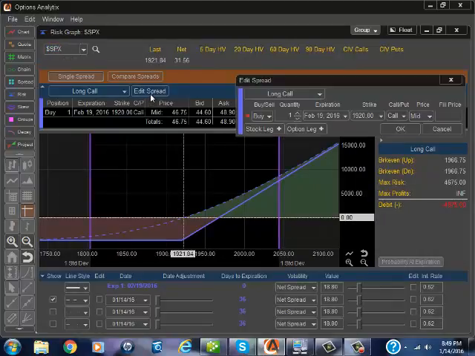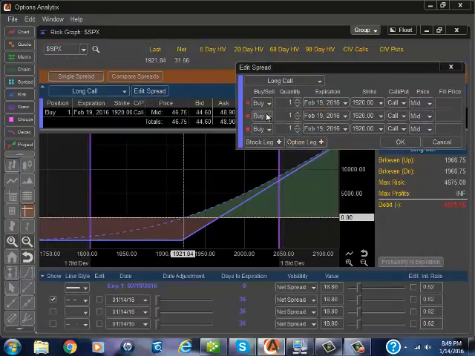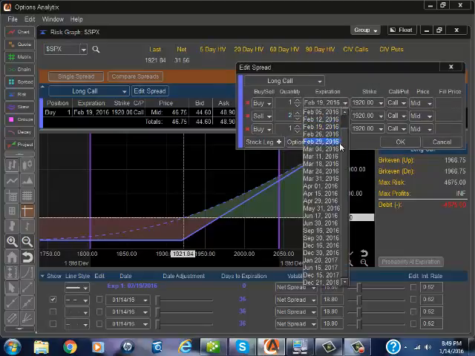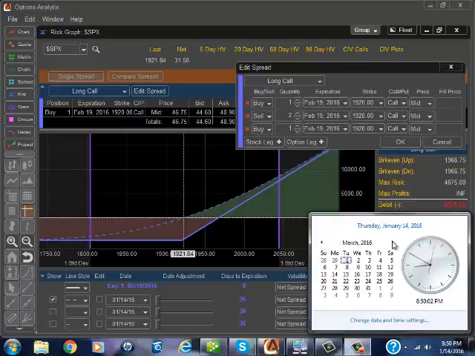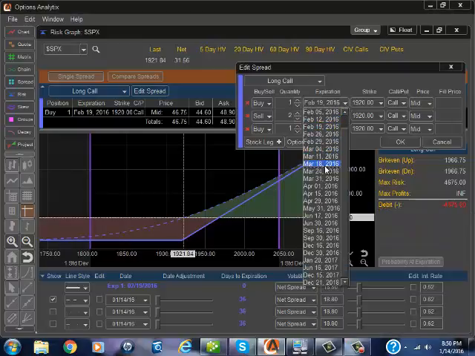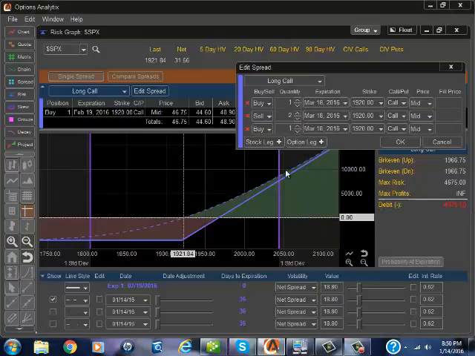What I was looking at today is a standard broken wing butterfly, and it was for the regular March expiration, which is the 18th. That's March the 18th expiration. So let's go pull that one up. That one right there. This was a little earlier when the market was down just a little.